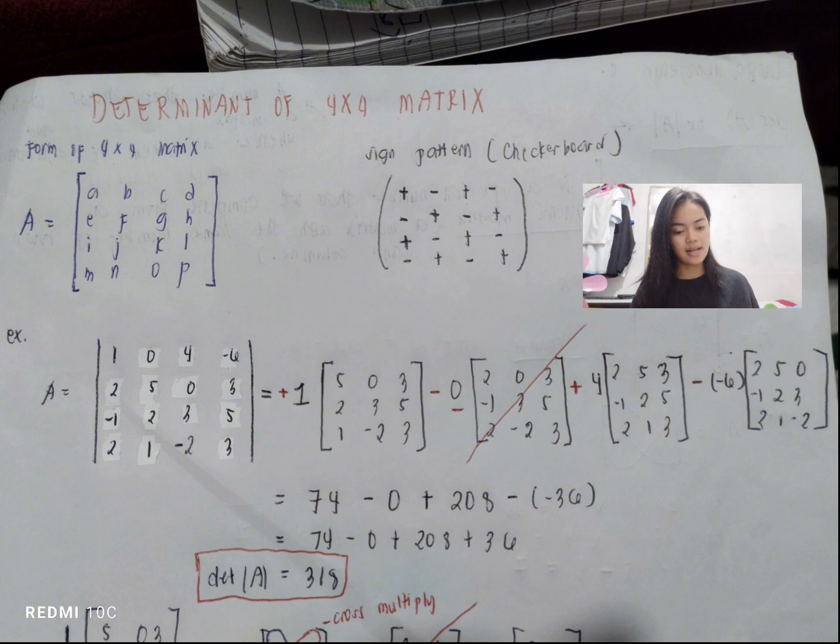That's a minus sign. Always remember. The third one needs a plus sign. So we go through row 1, column 3. We have 4 here. Now, in eliminating row 1, column 3, the only numbers left are 2, 5, 3; negative 1, 2, 5; and 2, 1, 3. That is the only set of numbers that we need to write inside these braces.